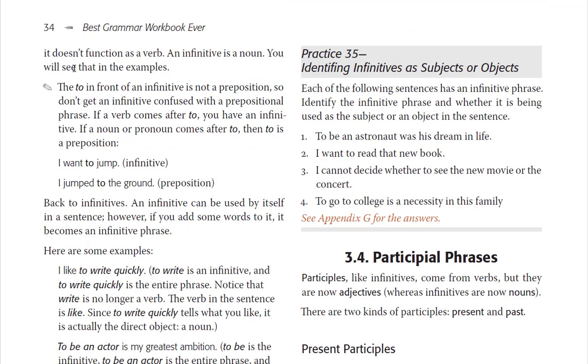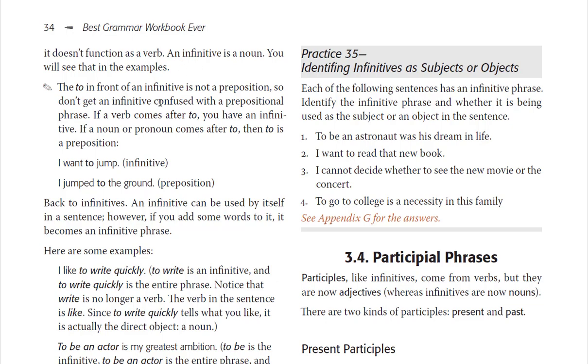But it doesn't always function as a verb. So we have to plus the verb. That's an infinitive. But an infinitive can function as a noun. It can function as an object. And you can also have infinitive phrases. So basically, an infinitive is to plus a verb, and an infinitive can function as a noun.